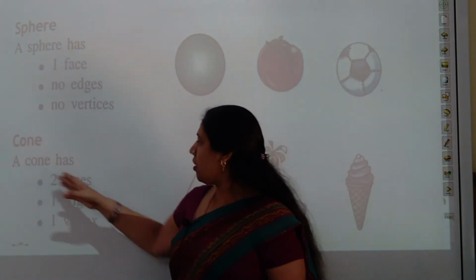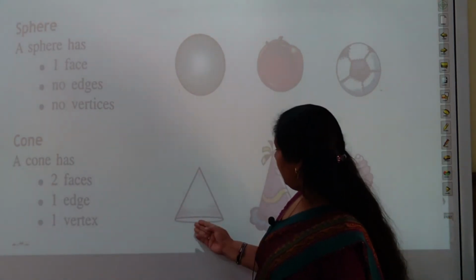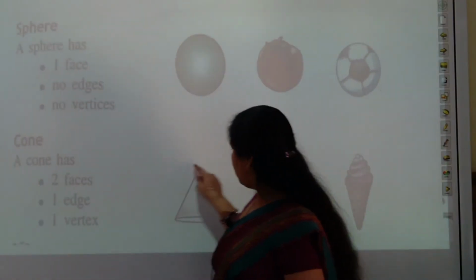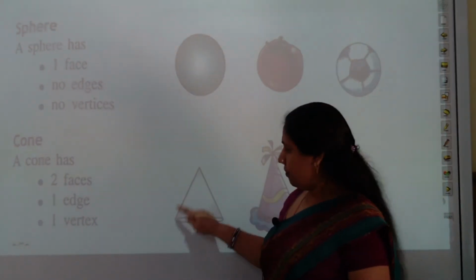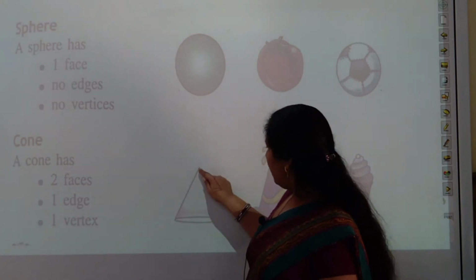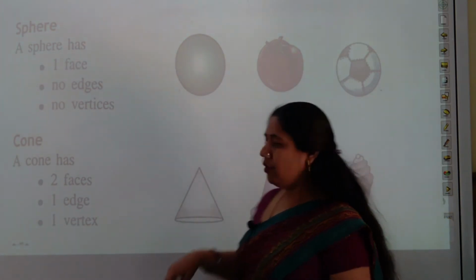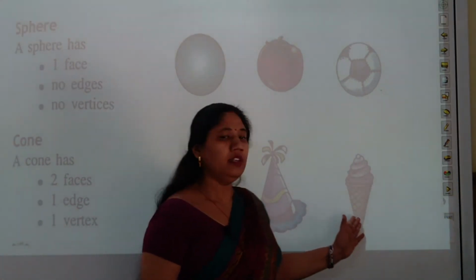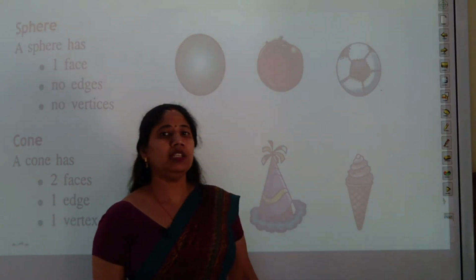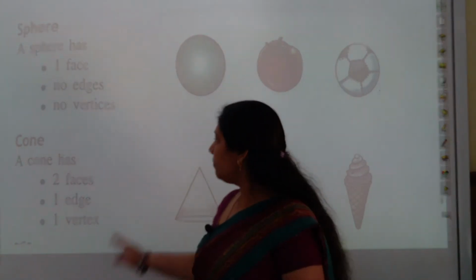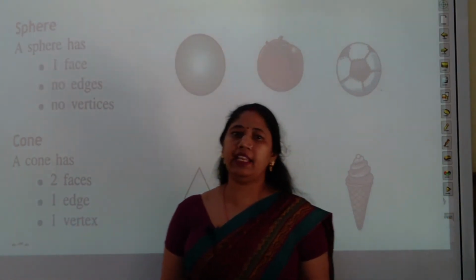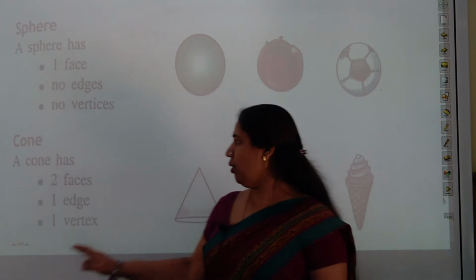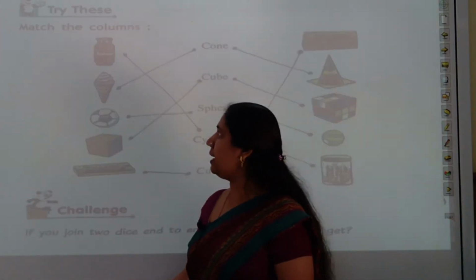Cone, a cone has two faces, one edge and one vertex. For example, birthday cap and softy cone. So these are the examples of a cone, like carrot, okay, like radish. These are also the examples of the conical object.